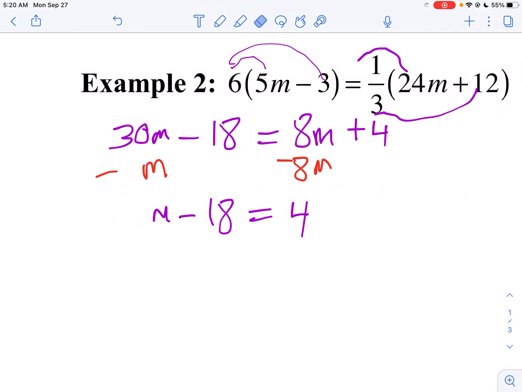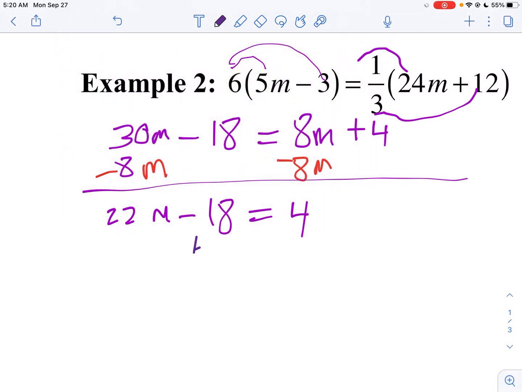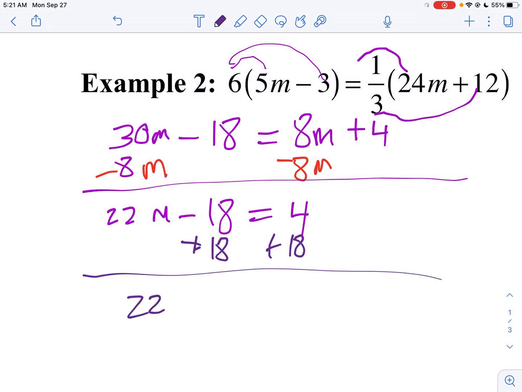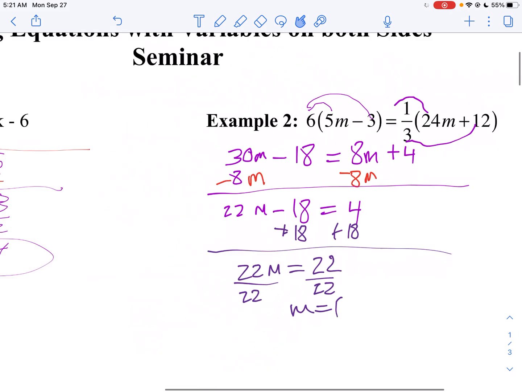So now we'll add 18 to both sides. And simplify that. So you get 22m equals 4 plus 18, which is 22. Divide both sides by 22. M equals 1. That's why you would do a problem like that.